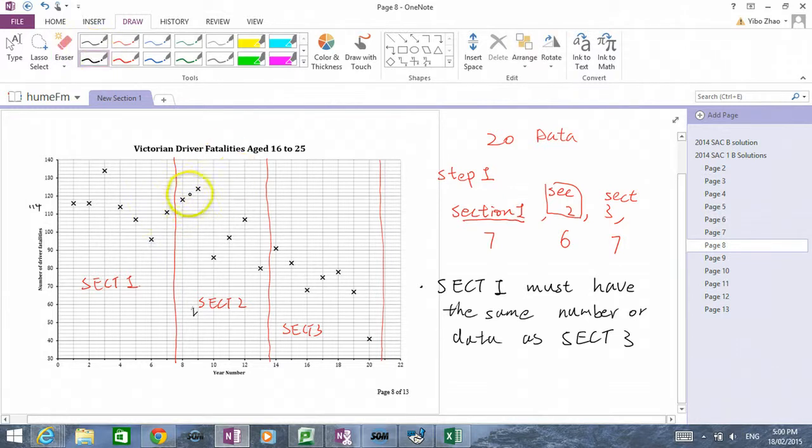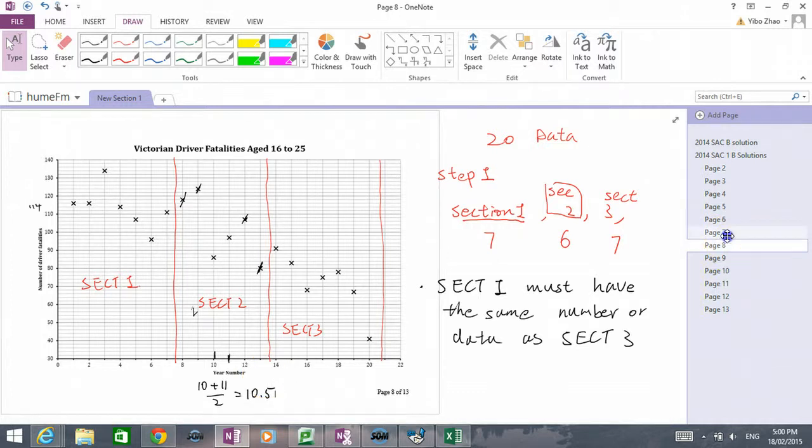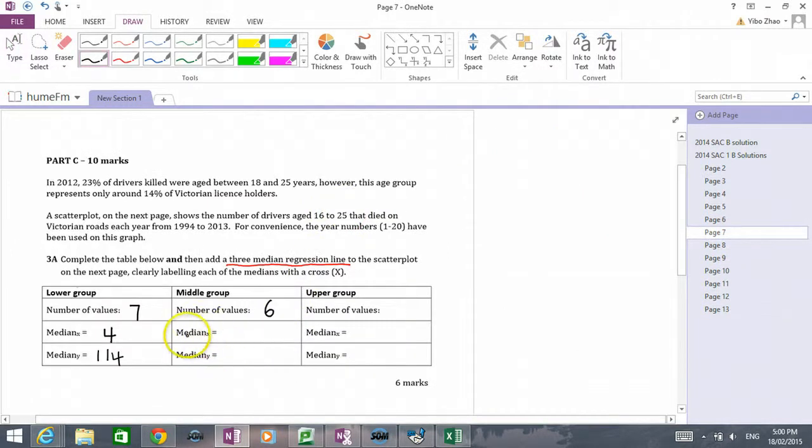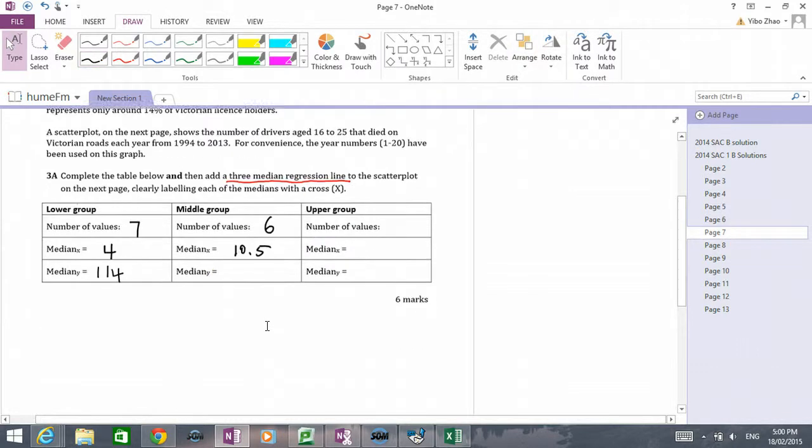Now I cross a big one. I cross a small one. Horizontally speaking, I cross a big one. I cross a small one. I cross a big one. I'm left with 2. It's between 10 and 11. The horizontal x value is between 10 and 11. So when I try to find the middle number, it's going to be 10 plus 11 divided by 2, which is going to be 10.5. Then I go back to the previous page. The horizontal median, the median x, is going to be 10.5, because I just found it out.